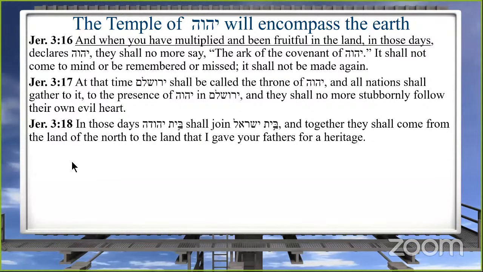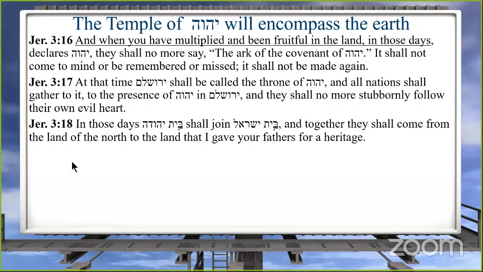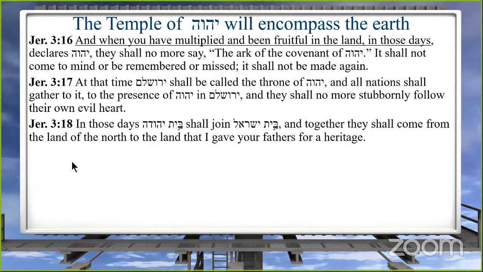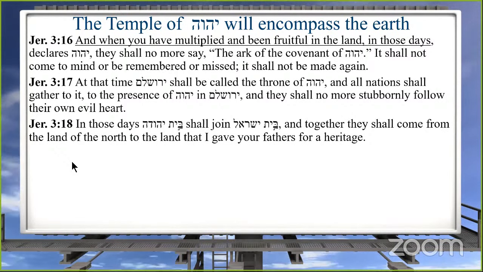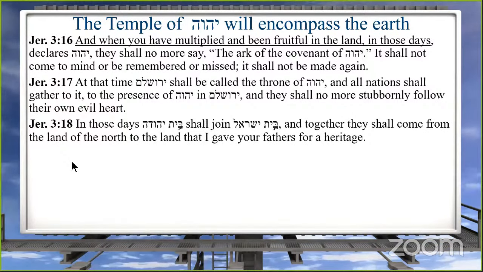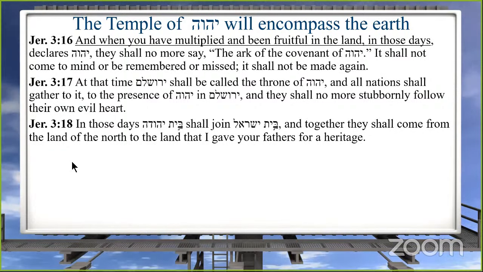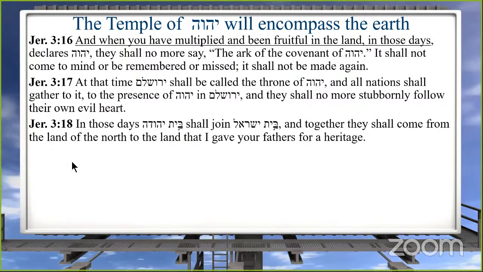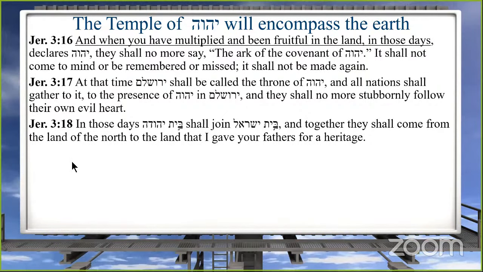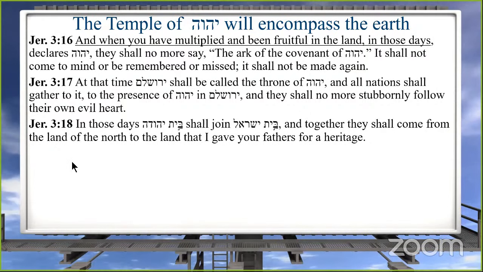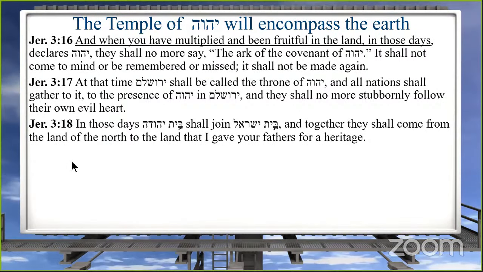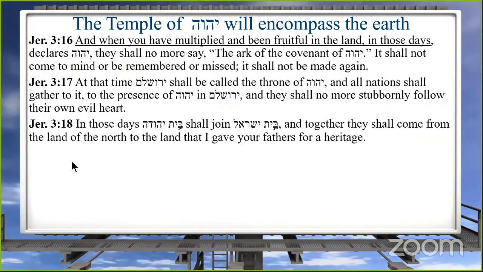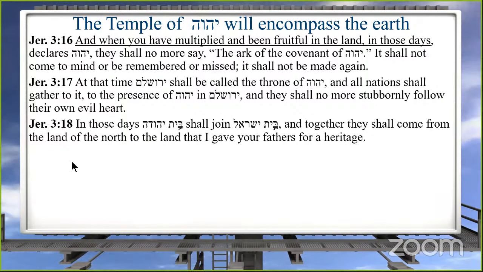Yirmiyahu 3:16 says, and when you have multiplied or increased and been fruitful in the land in those days, declares Yahuwah, they shall no more say, the ark of the covenant of Yahuwah. It shall not come to mind, or be remembered or missed. It shall not be made again. So, first verse there, what do you see? Slika Moreh: that no one will remember the Ark of the Covenant. Yep, that's what it says. But what do you see by reading that?